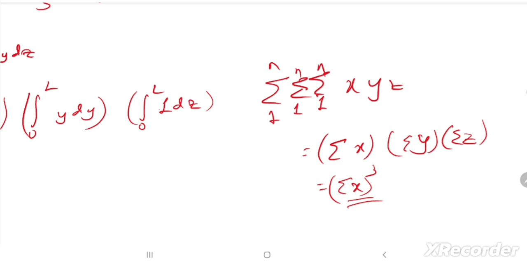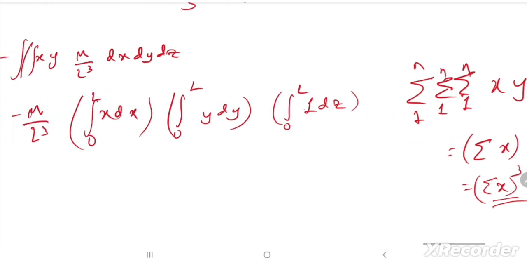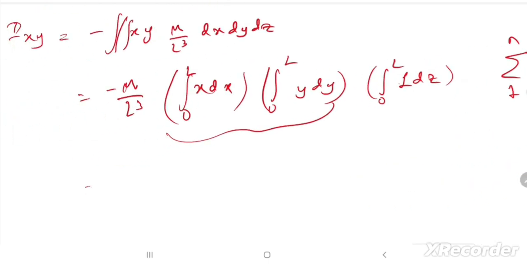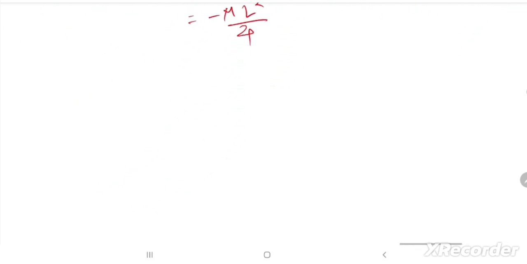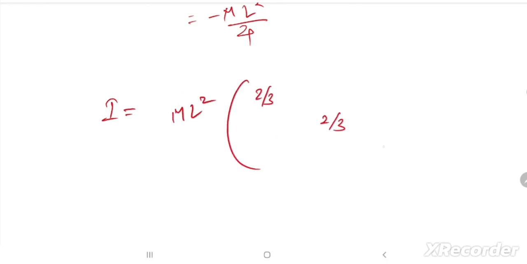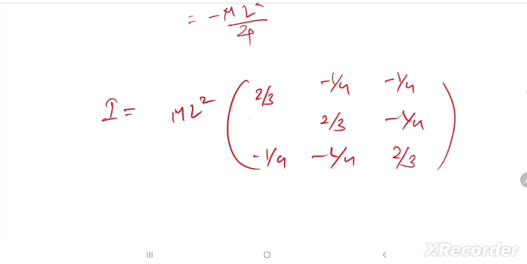This is another way to write. Similarly, we are doing the same. We can write it in the square form, and finally we'll be yielding the result ml square by 4 with the negative signs. So writing the inertia tensor, you will get ml square times 2 by third, 2 by third, 2 by third, all the diagonal elements, and minus 1 by 4 for all the non-diagonal elements.